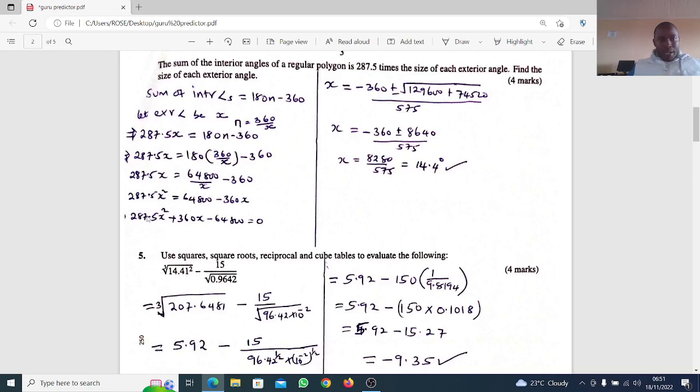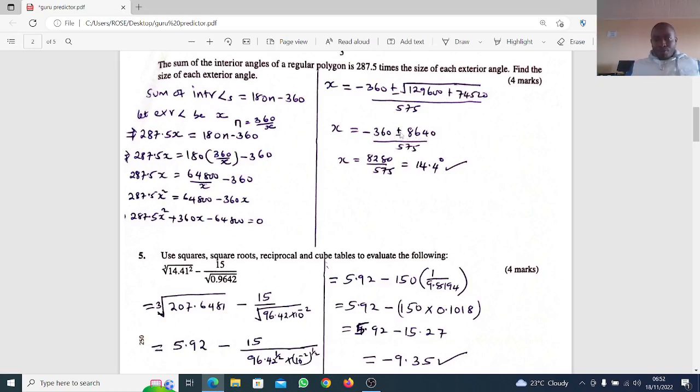That is 2a. A in our case is 207.5, times 2 gives you 415. And our b is positive 360, so minus b is negative 360, plus or minus the square root of b squared, that is 360 squared, which is 129,600, minus 4ac. Because here there is a negative and there is a multiplication, it becomes a positive. So plus, when you multiply 4 times 207.5 times 64,800, you get the total. The square root of this gives you 8,640. So negative 360 plus or minus 8,640 over 415.